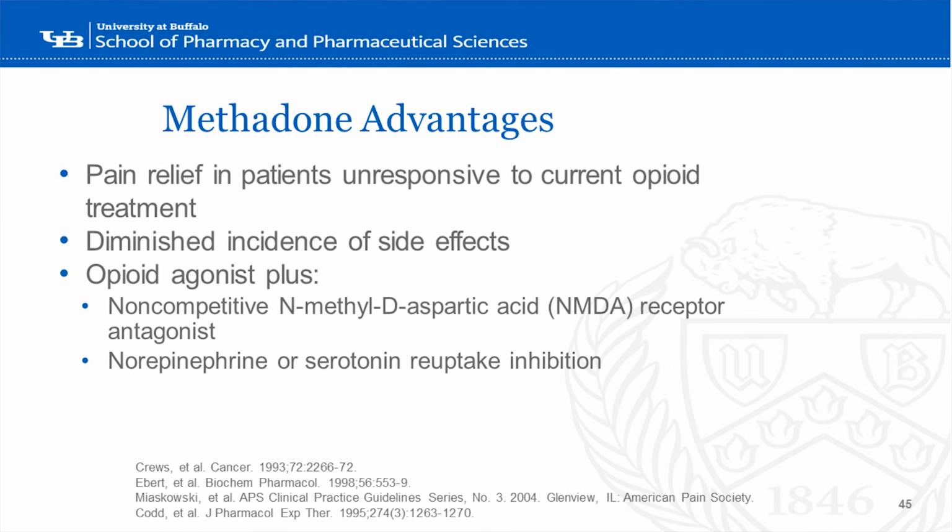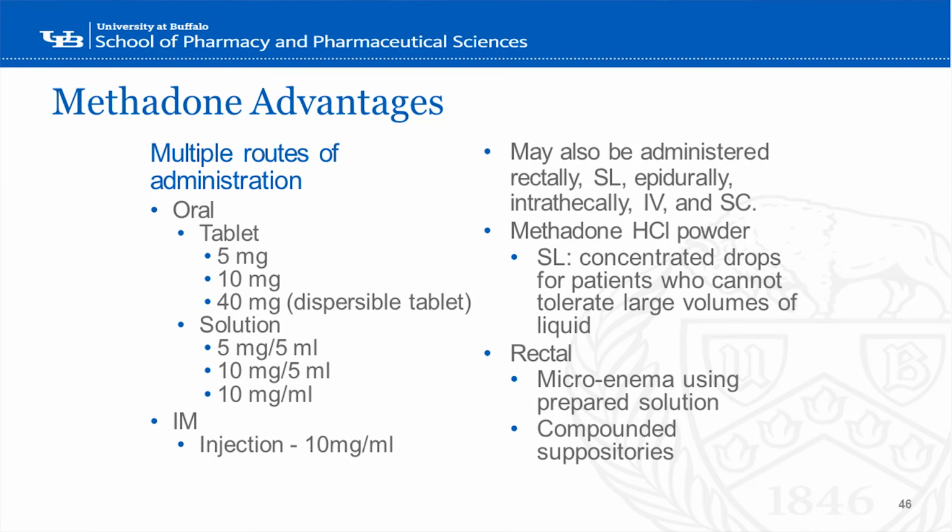Some other advantages include that it has pain relief in patients unresponsive to other opioid therapy with diminished incidence of effects. And some of the findings are that it has extra mechanisms of action, including non-competitive N-methyl D-aspartic acid or NMDA receptor antagonism, as well as norepinephrine or serotonin reuptake inhibition similar to the SNRIs. It also has multiple routes of administration, similar to those I outlined before about opioids.